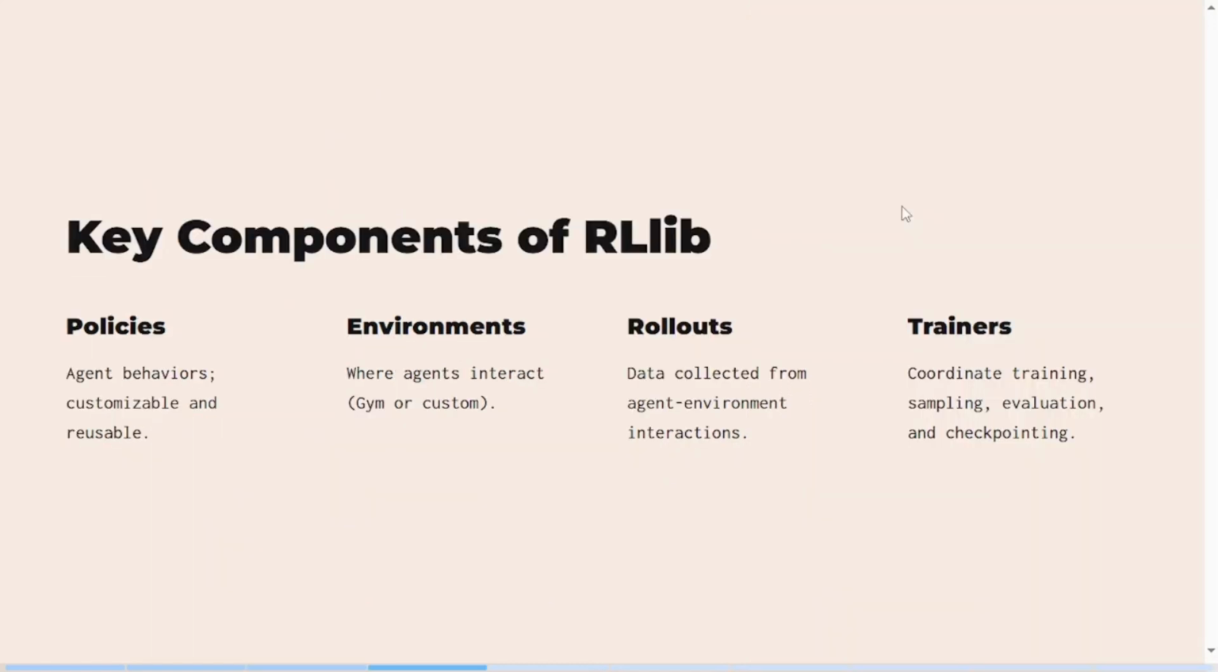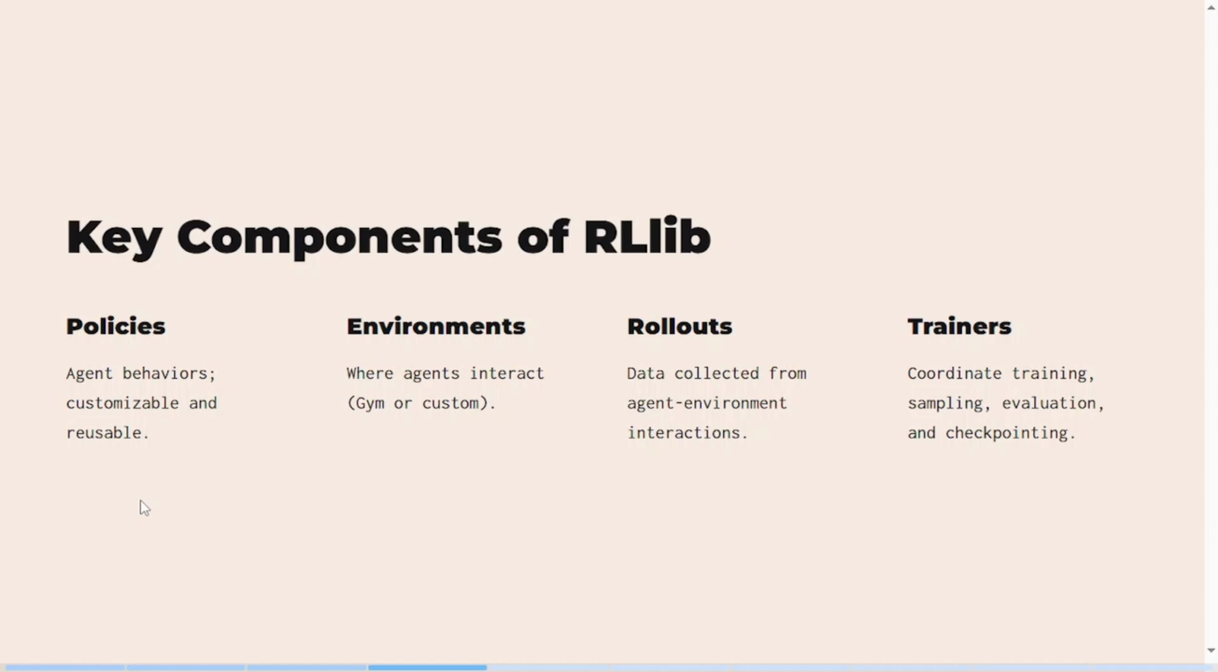Further, we'll check the key components of RLlib. Let's look into its architecture. It has four key components. First is the policies. This defines how an agent acts based on observation. Think of it as the agent's brain. Policies can be simple or built using deep neural networks.